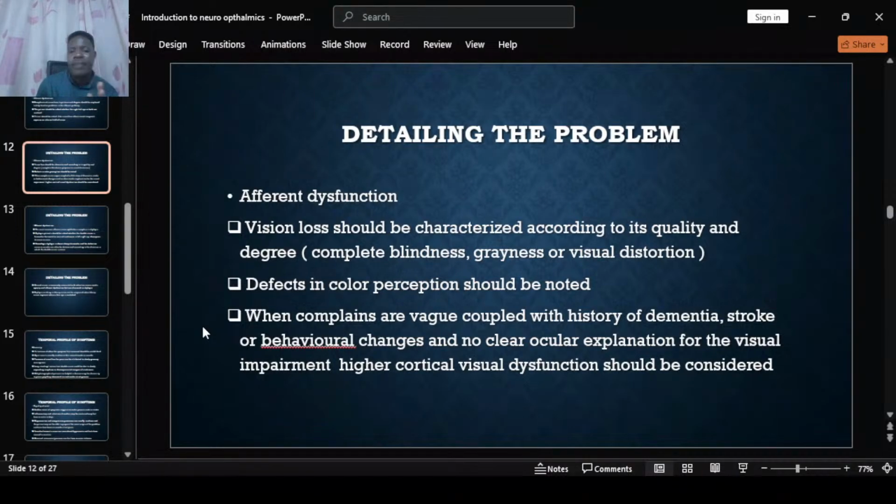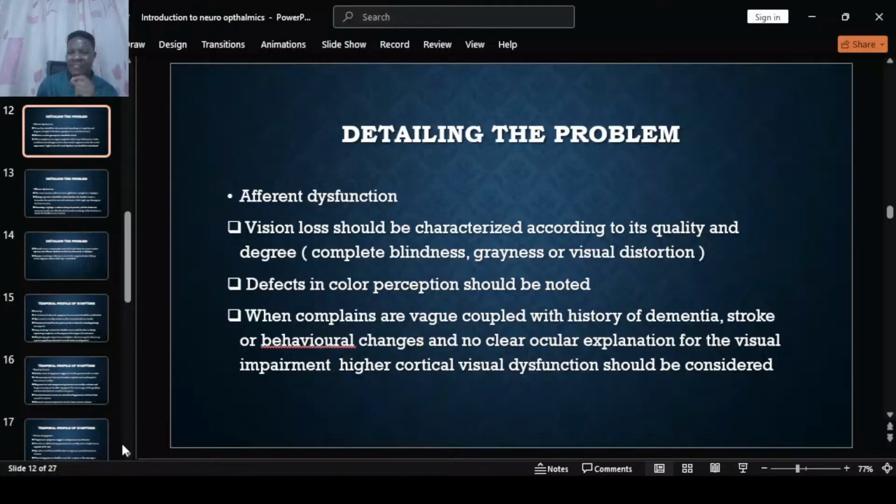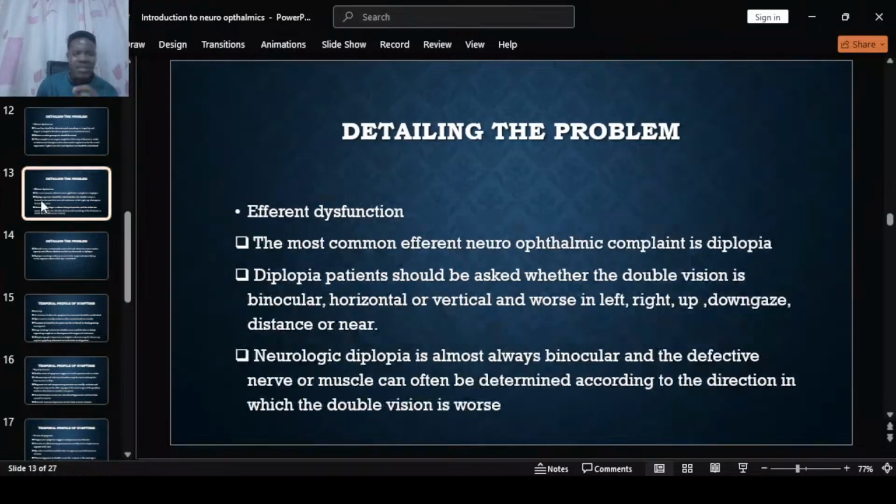Now, when complaints are vague, coupled with a history of dementia, stroke, or behavioral changes, and there is no clear ocular explanation for the visual impairment, higher cortical visual dysfunction should be considered. So when the patient is not coherent in what he's saying, or is vague, or is mixing up things, forgetting one or two things, things are not adding up, we should begin to question. Probably it could be a higher visual cortex problem.